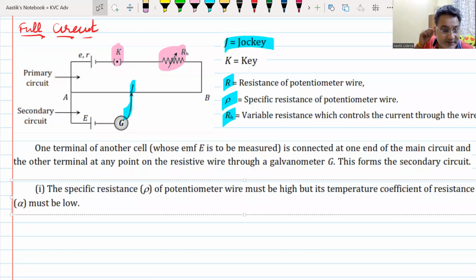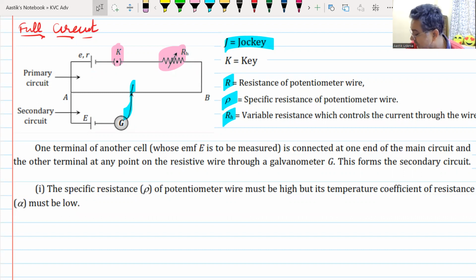The specific resistance of this wire must be high, but its temperature coefficient of resistance must be low. Specific resistance must be high, temperature coefficient of resistance must be low. Otherwise, when the temperature increases, the resistance of the wire would change, and we definitely do not want this. Yes or no? Yes, sir.